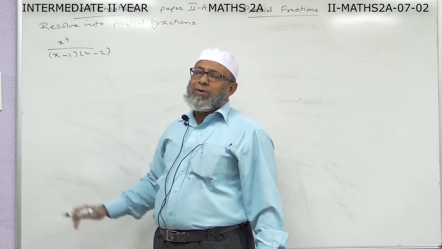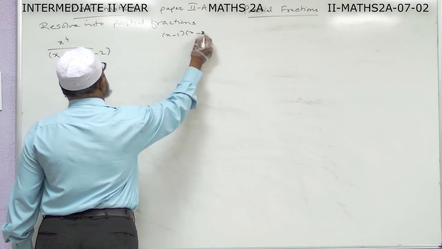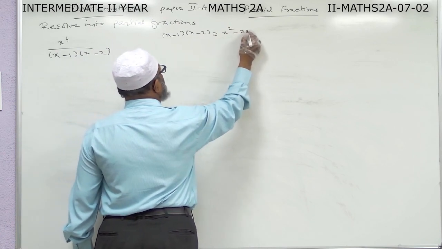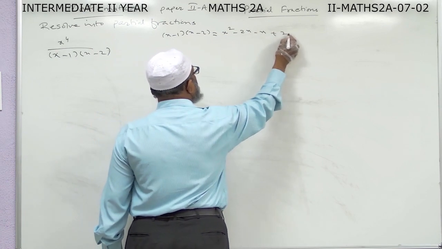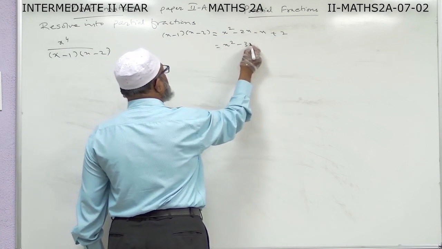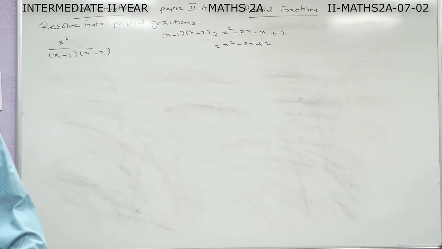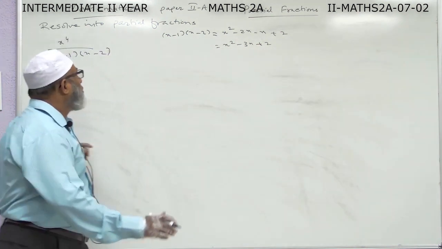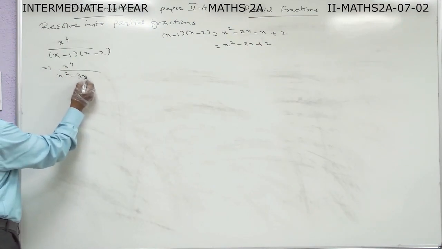See what happened on multiplying this. Now I am doing here x minus 1 into x minus 2, which is x into x, x square, x into 2, minus 2x, x into 1, minus x, minus into minus, plus 2. So which gives me x square minus 3x plus 2, right? Therefore, if I multiply this, I am getting x square minus 3x plus 2. So it means that this is x to the power of 4 divided by x square minus 3x plus 2.